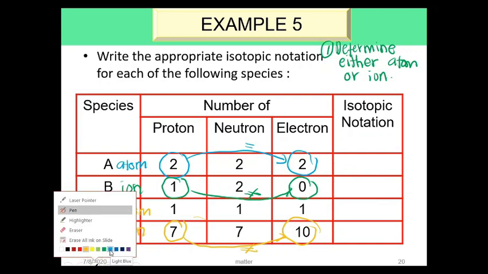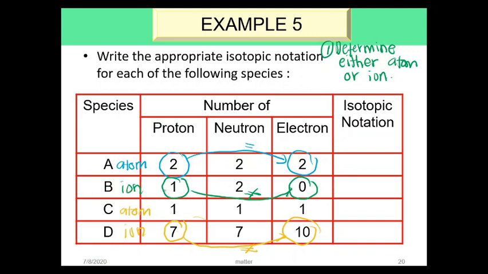Let's learn. I guess you already know how to write the isotopic notation for an atom, right? We already learned this before, and we've learned a lot of examples and exercises, so I just want to recap this. So the element is A.